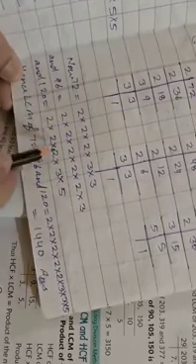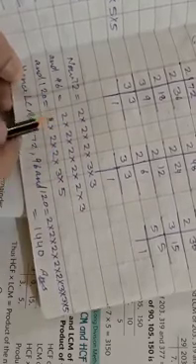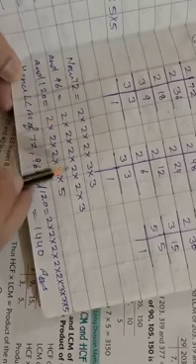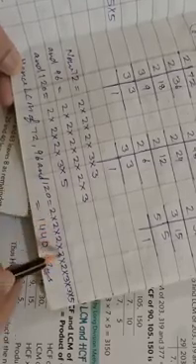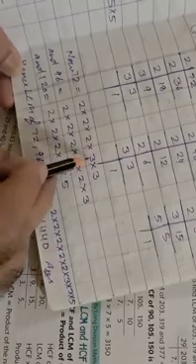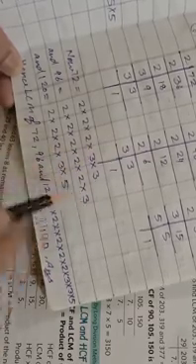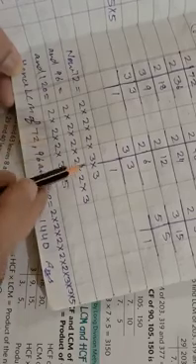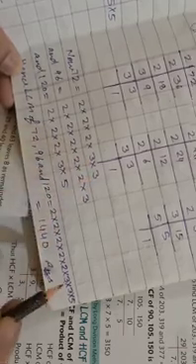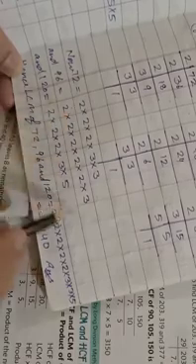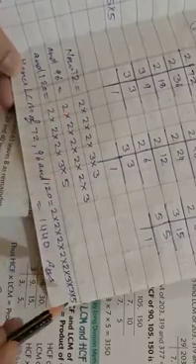2 occurs 3 times, 2 occurs 5 times, 2 occurs 3 times. So the maximum number of times 2 occurs is 5 times. So we write 2 five times: 2 into 2 into 2 into 2 into 2. Now 3 occurs 2 times, 3 occurs 1 time, 3 occurs 1 time. So the maximum number of times 3 occurs is 2 times, so we write 3 into 3. 5 occurs only 1 time, so we write 5 also.